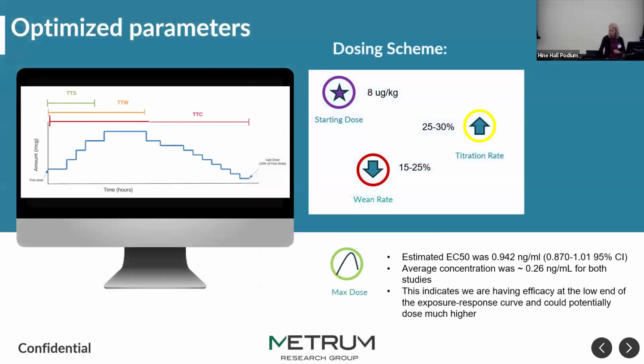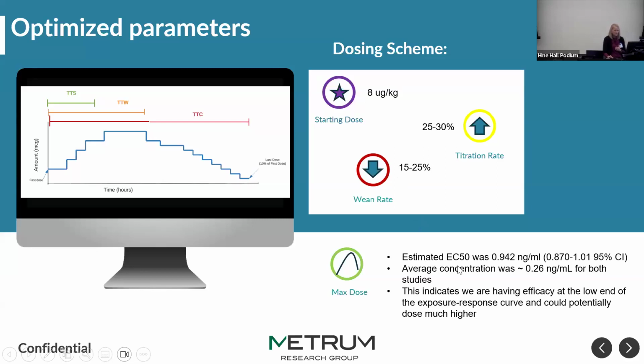So the end of the story is that, for our optimized parameters, we probably want to start a little higher. We think we probably had that right for the B4 study. A starting dose of about 8 microgram per kg was really beneficial for those infants. We could probably stay at a titration rate between 25 and 30%, which was our sweet spot from our simulations. We could increase the wean rate, however, to probably between 15 to 25% to see those decreases in hospitalization times.